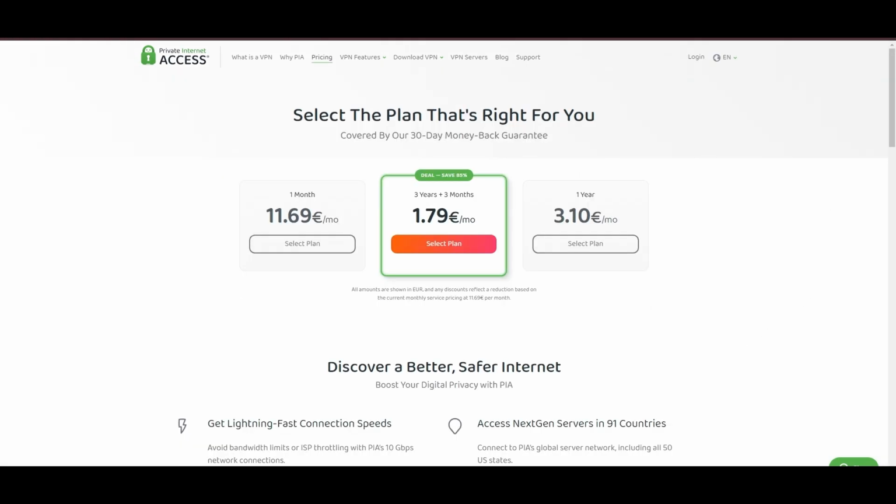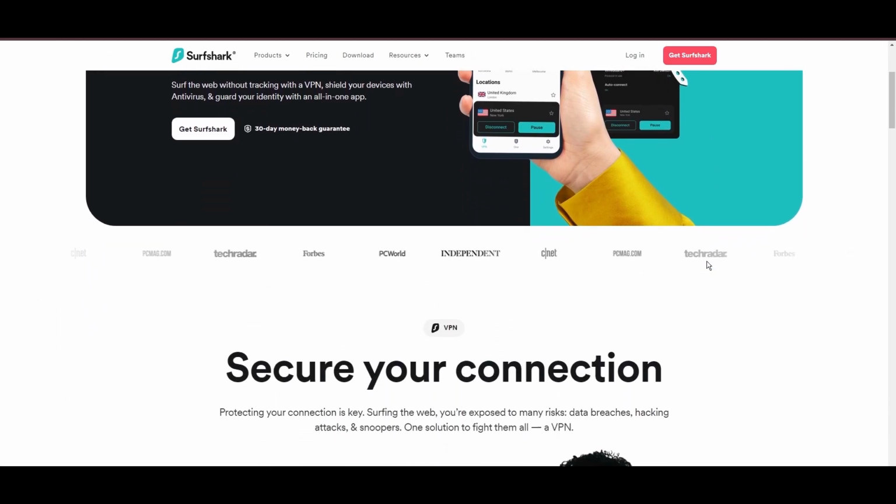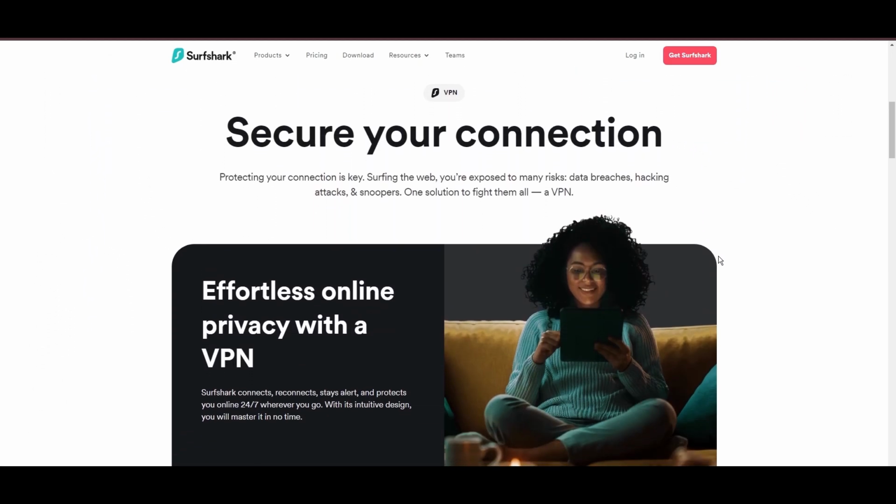PIA's pricing strategy is notably competitive, offering significant savings for long-term commitments, standing out in a crowded VPN market. In summary, Private Internet Access sets itself apart with its unmatched server network and competitive pricing, emerging as a compelling choice for Reyee Router users and general network administrators.